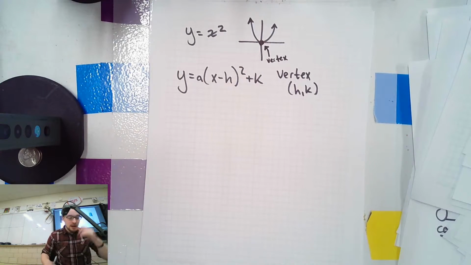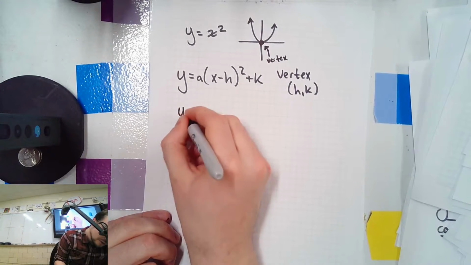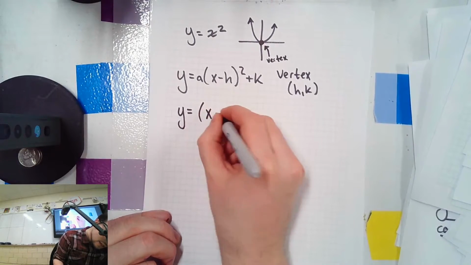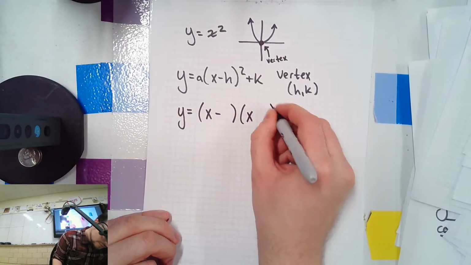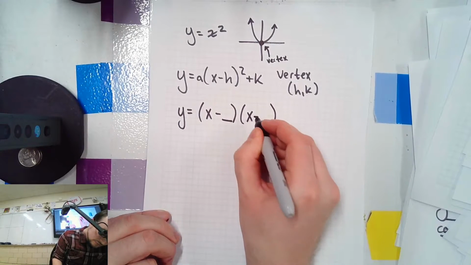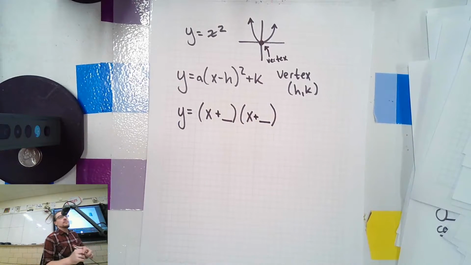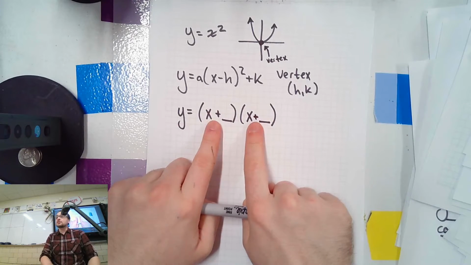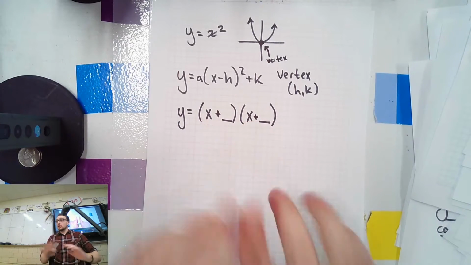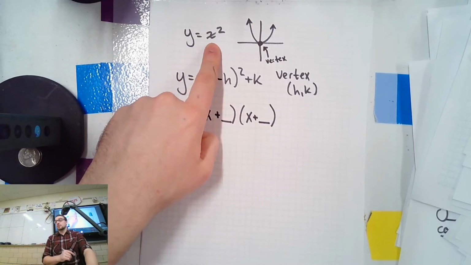Okay? We've also learned about this, Parker pointed this out, that we can do something like this. These two are going to multiply to get an x squared and a bunch of other stuff, right? But at the end of the day, it's an x squared, so it's going to be a parabola.